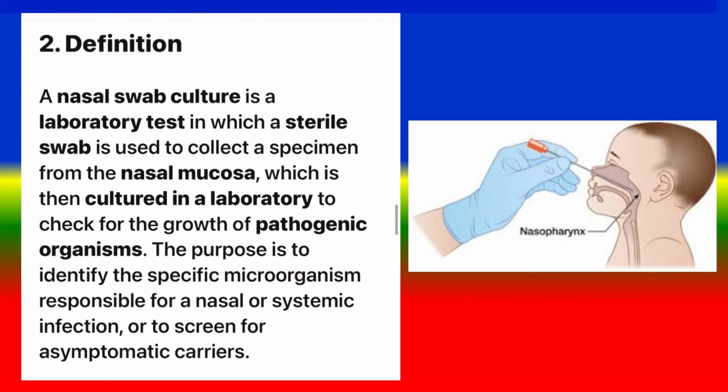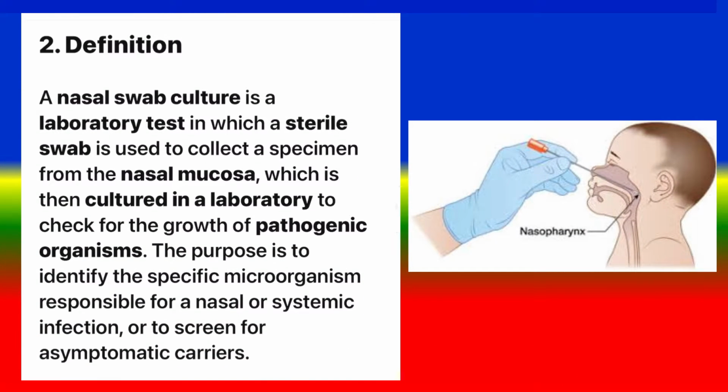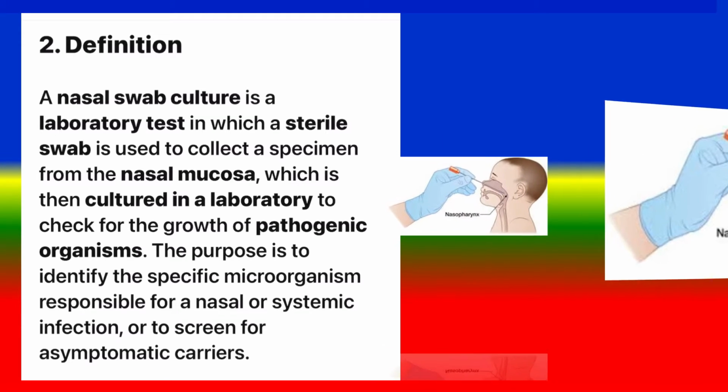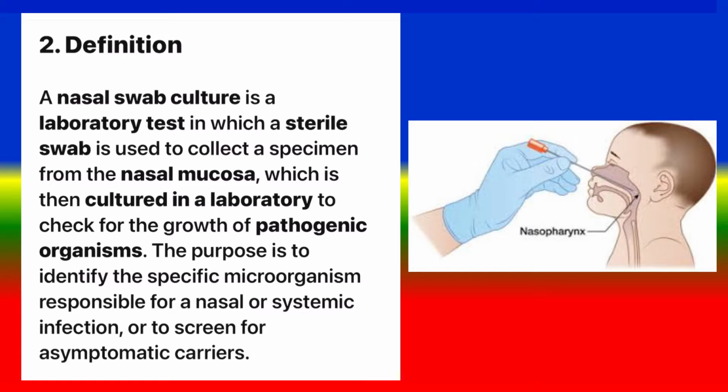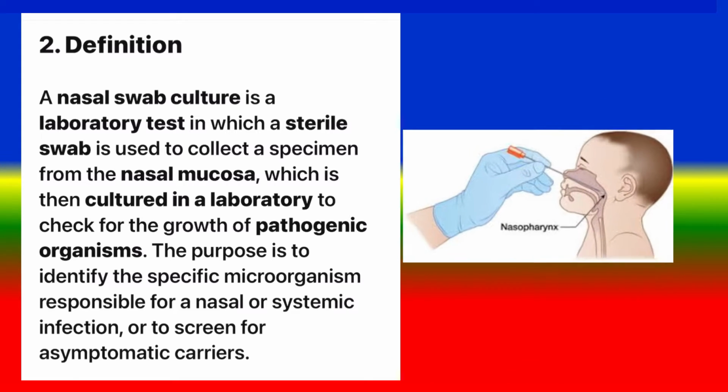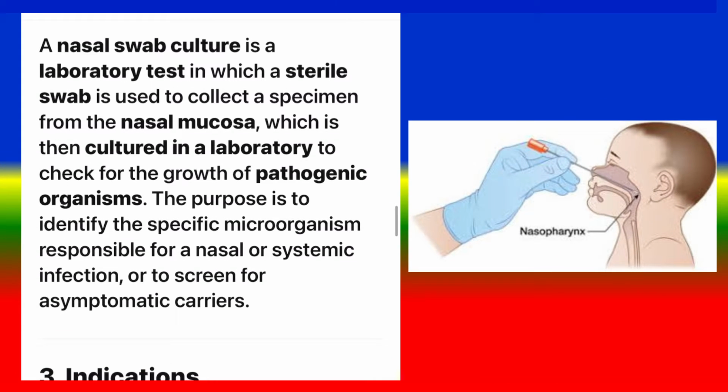2. Definition. A nasal swab culture is a laboratory test in which a sterile swab is used to collect a specimen from the nasal mucosa, which is then cultured in a laboratory to check for the growth of pathogenic organisms. The purpose is to identify the specific microorganism responsible for a nasal or systemic infection, or to screen for asymptomatic carriers.